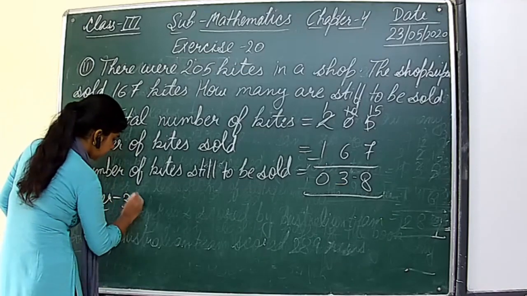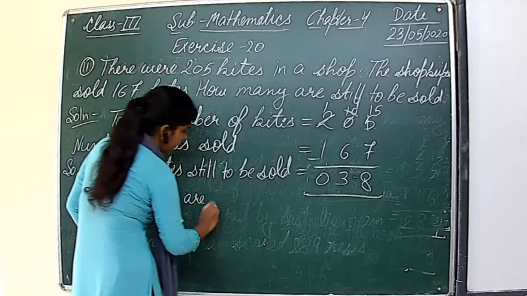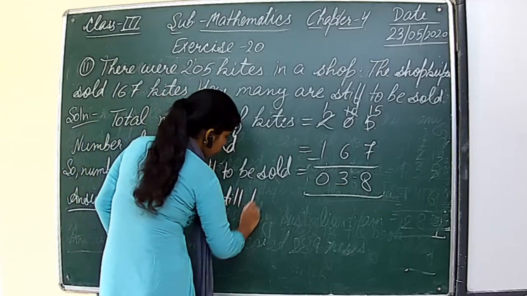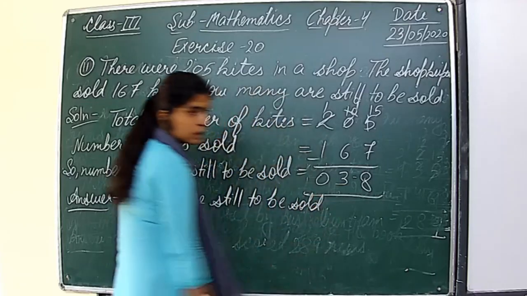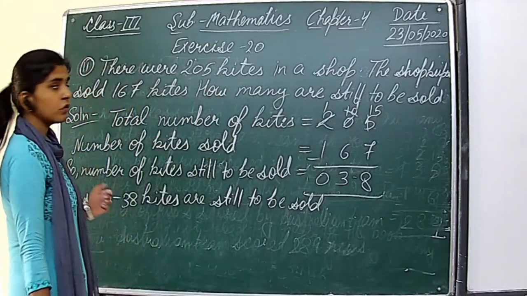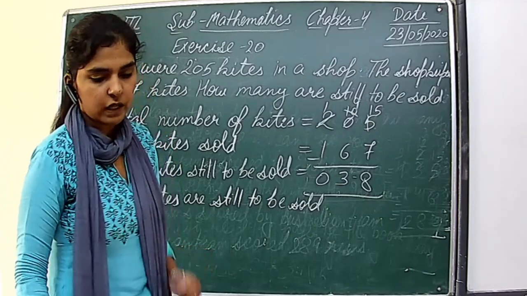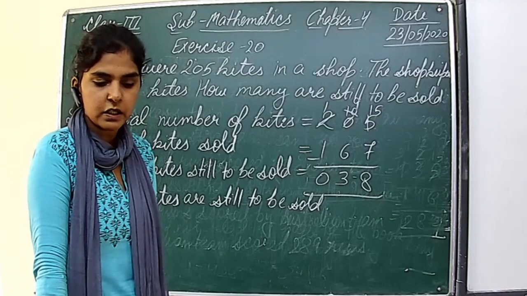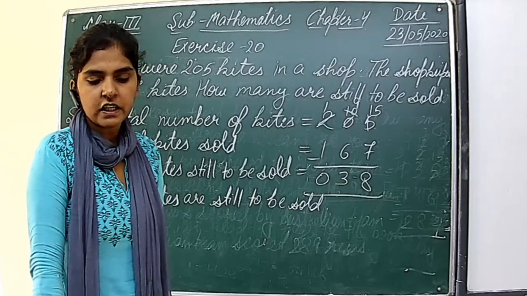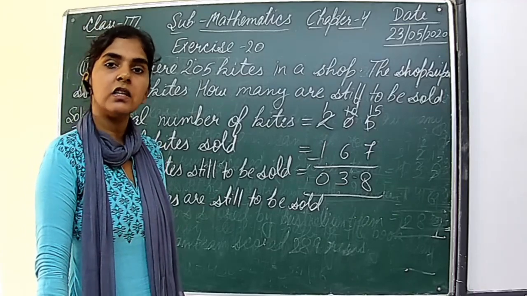So now we will write the answer. 38 kites are still to be sold. Okay? So this is the solution of question number 11. Now let us see question number 12. Out of 425 books in a library, 268 books were lent out. How many books are still in the library?